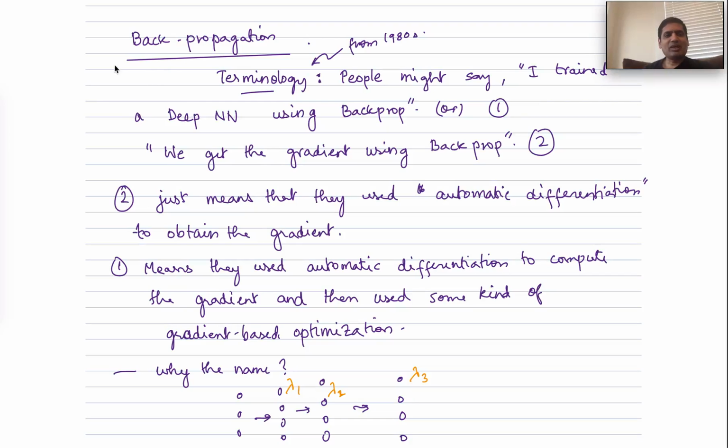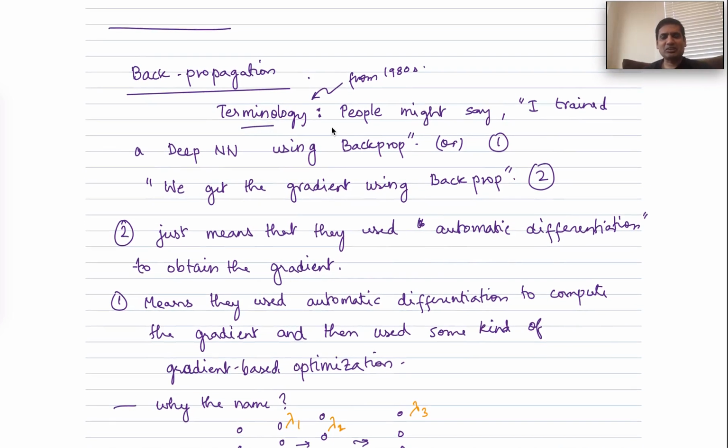So finally, I want to talk about the word backpropagation, which is a word that you would notice if you're taking other neural networks classes. And this is more of a terminology note. If you're reading popular articles on neural networks, people might say something like, "Hey, I trained my deep neural network using backprop," which is short for backpropagation. Or people might say, "We get the gradient using backprop." So you might see these two kinds of statements.